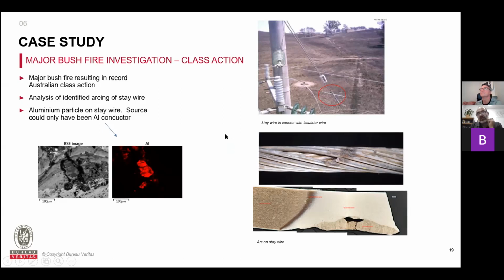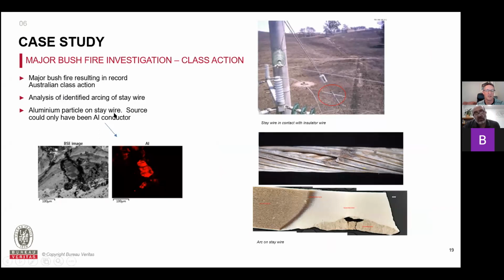Now, what the analysis work did, and this is where what I've been speaking about prior wraps it all up about various analytical techniques, the analysis identified some arcing on the stay wire. So what you've got here, where I've circled it, is a stay wire, and that's the conductor wire. Okay, and we identified arcing on the stay wire, and you can see there the metallurgical features associated with the arc on the stay wire and the damage there, right? And then, in addition to the metallography that we did, we also did some mapping work and identified an aluminium particle on the stay wire.